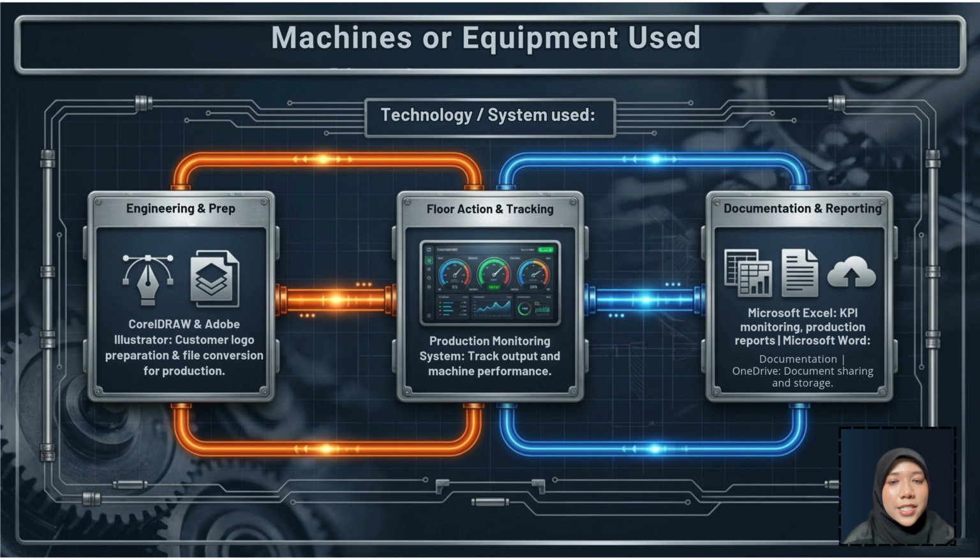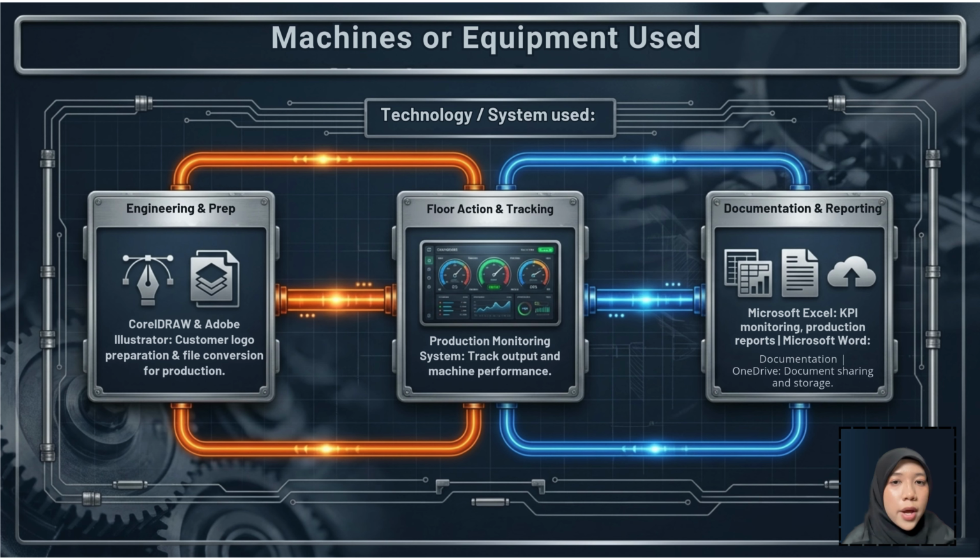Next, I'll explain the technology and systems used by the interviewed employee. A production supervisor uses several digital tools to support daily operations. Microsoft Excel is used to monitor KPIs, analyze production performance, prepare reports, and record operational data. Microsoft Word is used for preparing documentation, reports, and meeting records. Microsoft OneDrive is used for storing and sharing production-related documents.